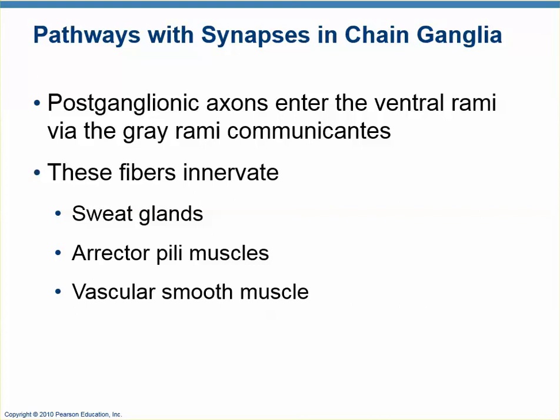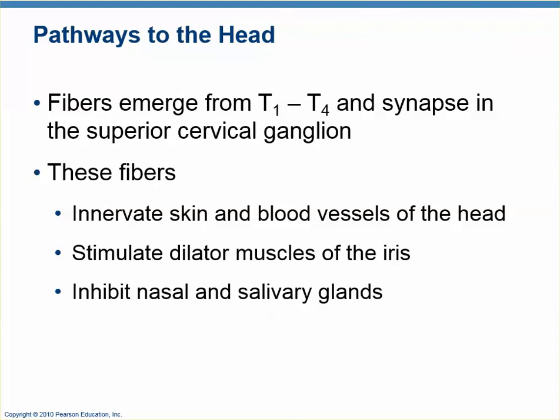So the postganglionic fibers go through the gray rami communicantes. They innervate sweat glands, erector pili, and smooth muscle in all the blood vessels. So these ones go everywhere in your body.